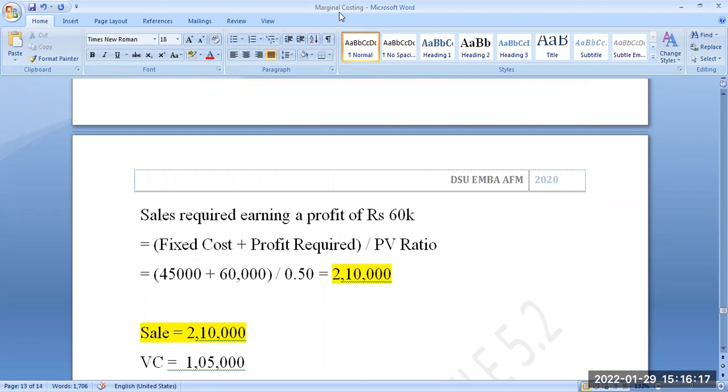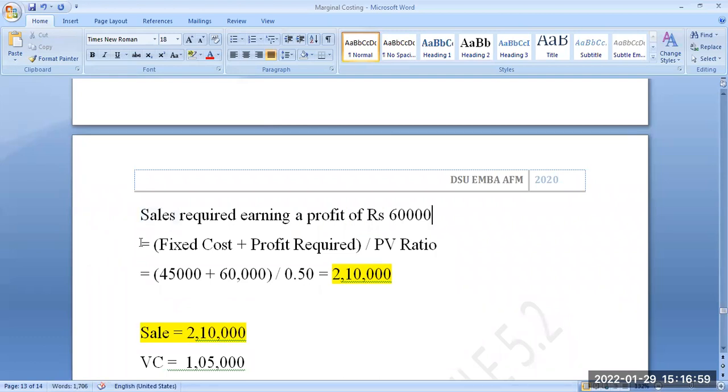That is uncontrollable. That may be depending upon the market. I can't just increase my selling price to increase my profit. Without increasing the selling price, by just increasing the volume of sales to earn some given amount of profit, how much I should sell. That is called sales required to earn a profit of some amount. In this case, they're asking you to find out the sales volume, number of units to be sold, or the amount of sales to be made in order to earn a profit of 60,000.